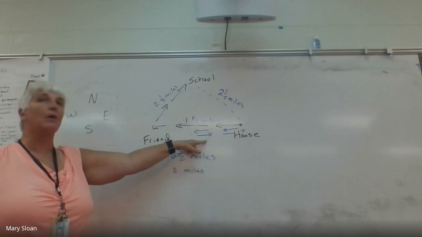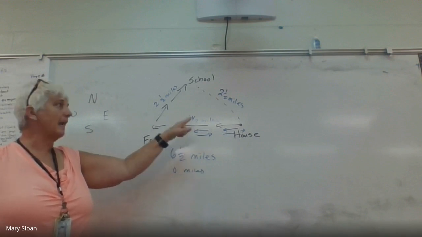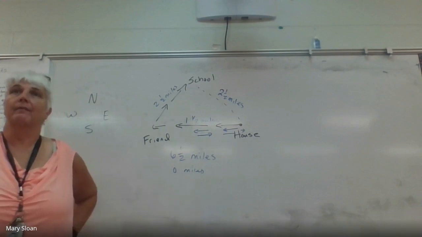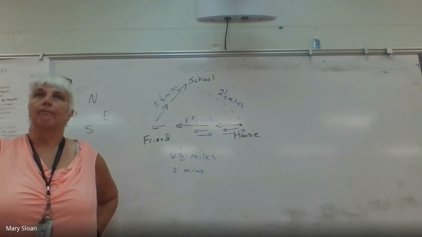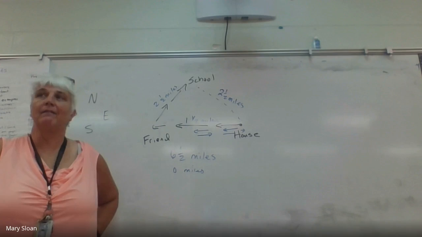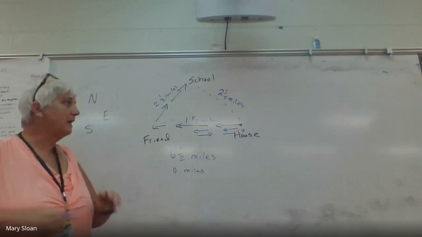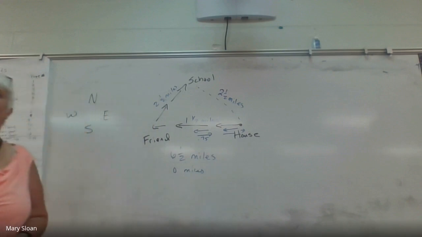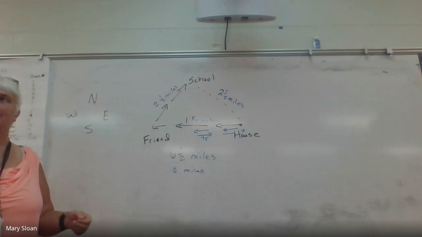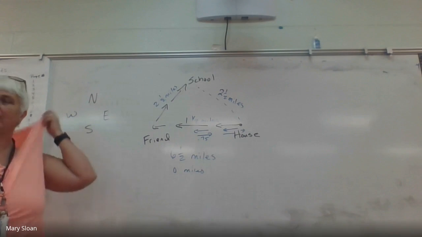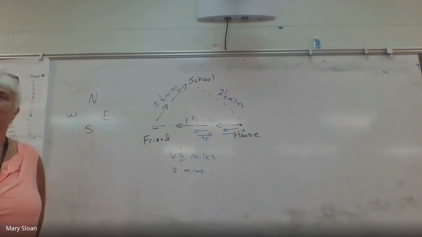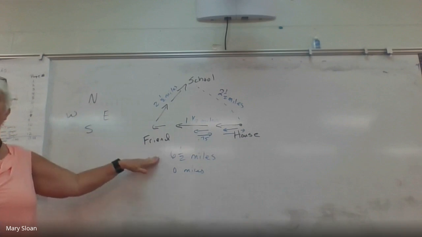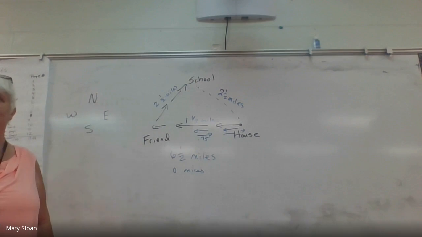I said halfway. What is halfway of 1.5 miles? 0.75. Okay? So we got 6.5 and 0.75. If you add those together, how much is that? 1.5. So what is the total miles that I've had? That I traveled now? 8 miles.